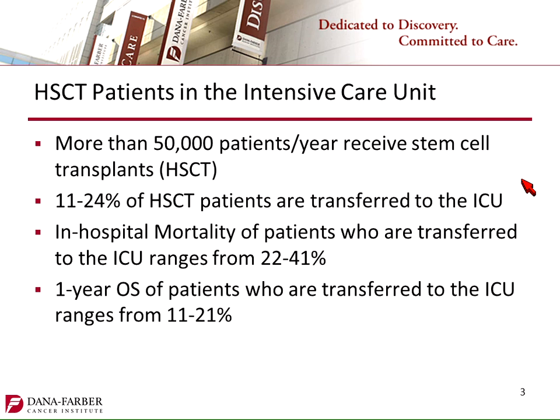So more than 50,000 patients a year receive stem cell transplants. And of the 50,000 patients, 11 to 24% of them are transferred to the ICU. In-hospital mortality of patients who are transferred to the ICU ranges from 22 to 41%, depending on the study and the year of the study. One-year overall survival is 11 to 21%.